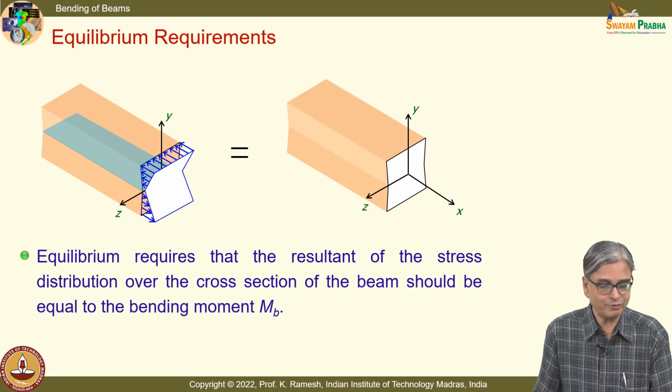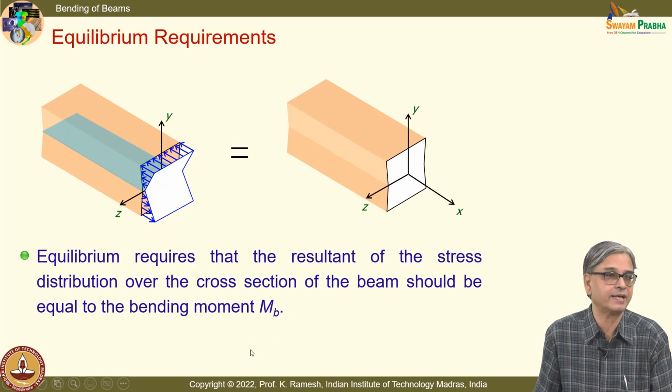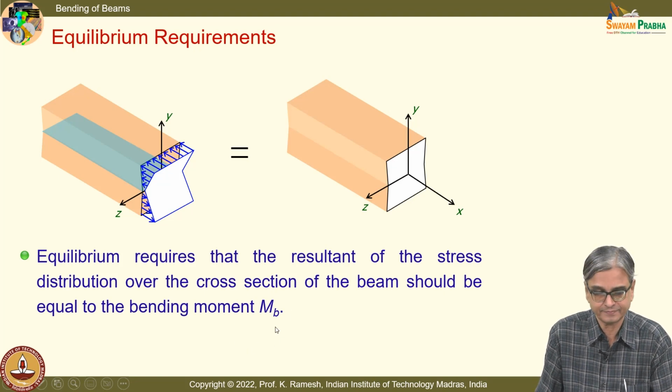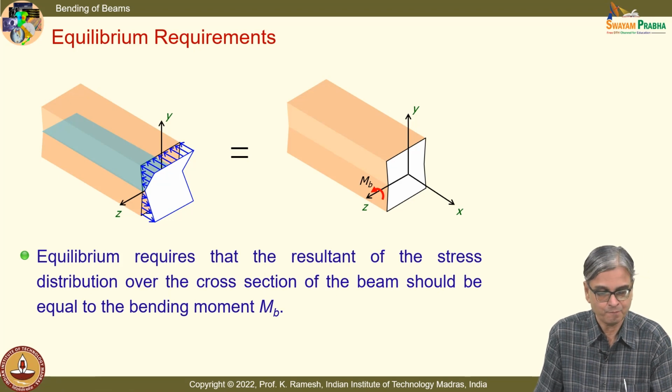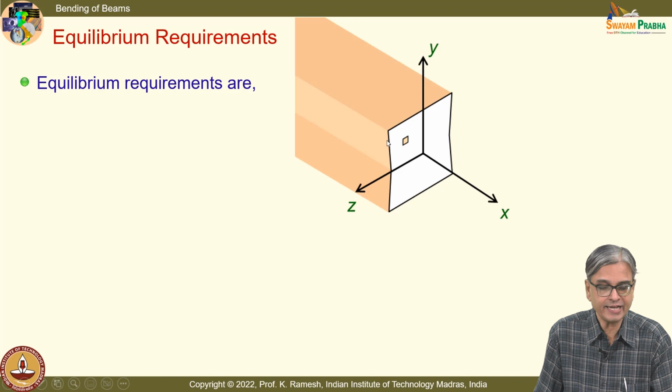So we have applied only bending moment. So the resultant should result only in the bending moment MB. Nothing else should remain. We will see what kind of simplifications we have started with, and where we use them. So I take a small area, I know what is the stress acting on this. This is located at a distance y and z from the axis.